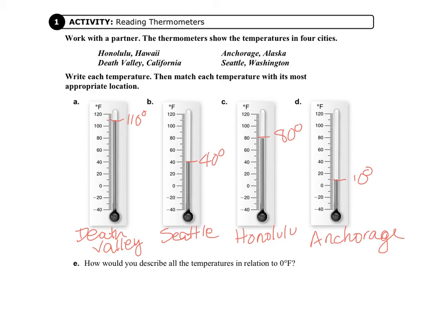Letter E asks you, how would you describe all the temperatures in relation to 0? So that's all of them together. You need to look at them and think about how they are related to 0. This is your homework for tonight. So think about if they're all above 0, below 0. How does that work? And so this one question is your homework for tonight.